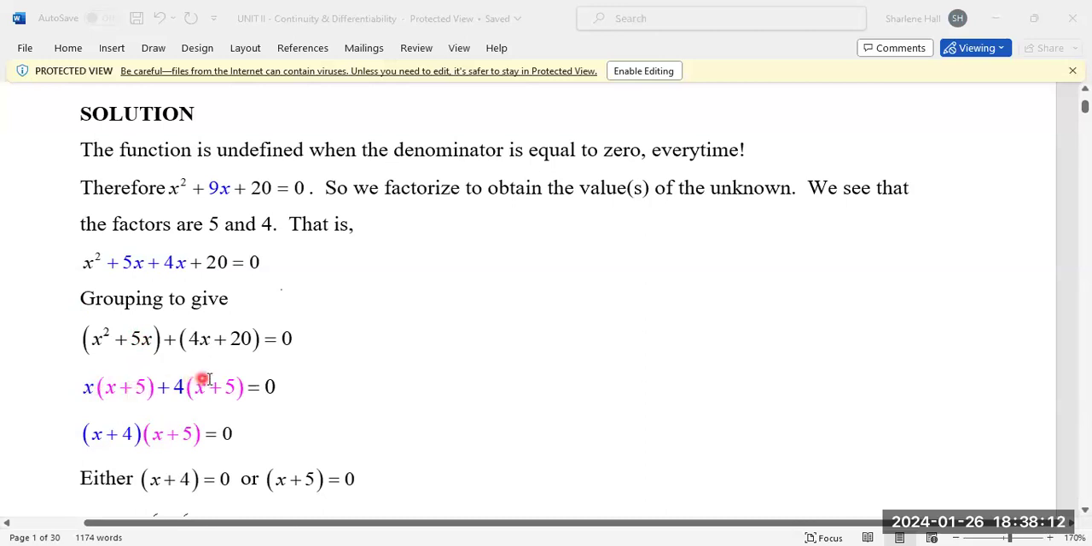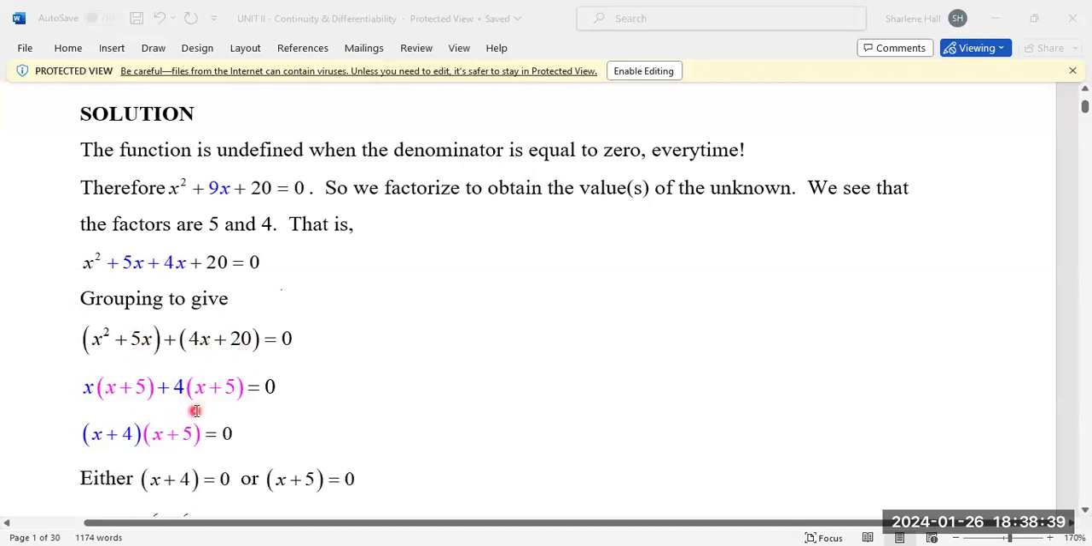Similarly, I'm going to look to see what is common between 4x and 20. When I look, I recognize that 4 is common here, so it is here. So I'm factoring out the 4. When I factor out my 4, I'm going to be left with x plus 5. And we can double check. 4 times x is 4x, and 4 times 5 is going to be 20.